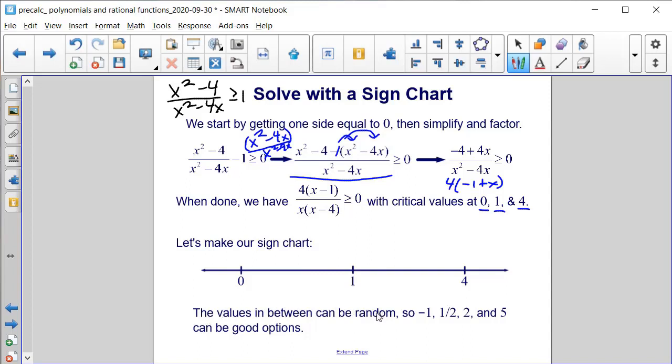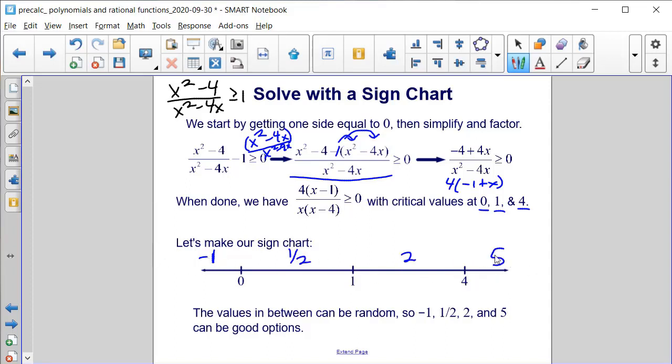And then just select some values that are in between. They can be random. I try to use easy numbers like 1, -1, 0 when those are not the critical values. Since 0 and 1 are critical values, I can't exactly use them. So we'll do -1 as the number that we're going to substitute in here. We can do 1/2. That's kind of easier. And then 2 in between here and here, and 5.